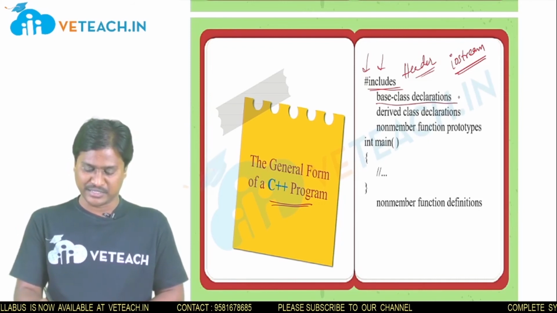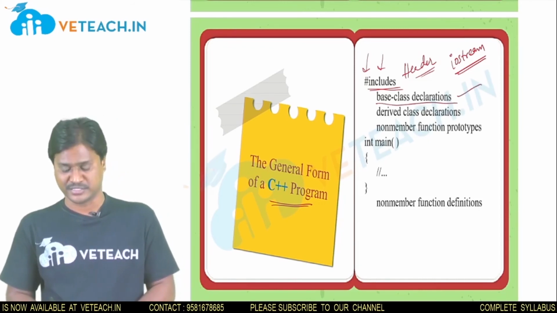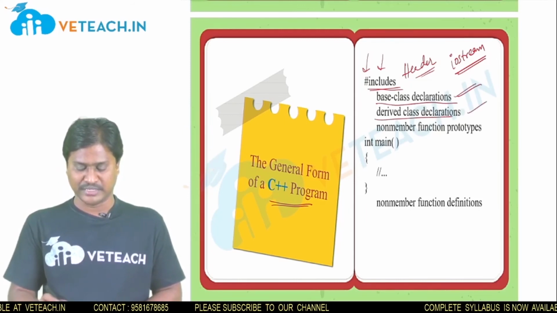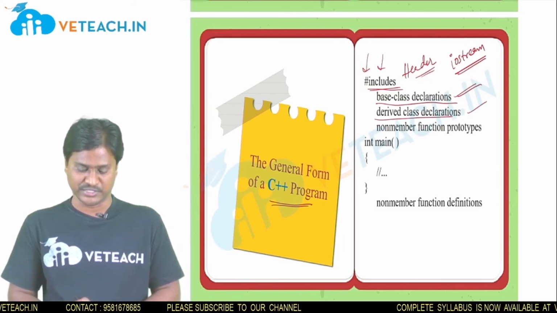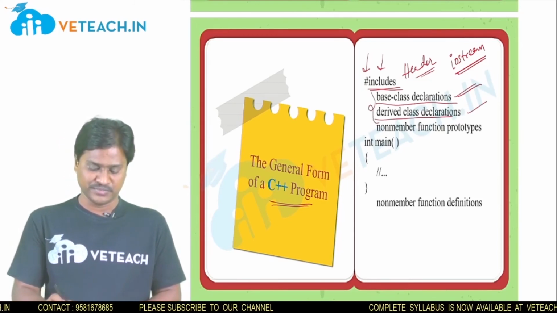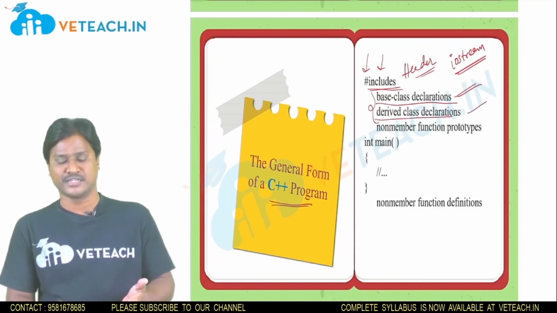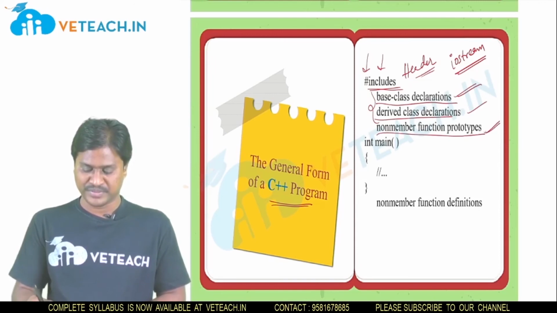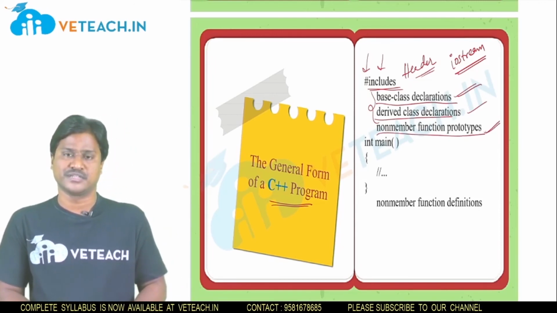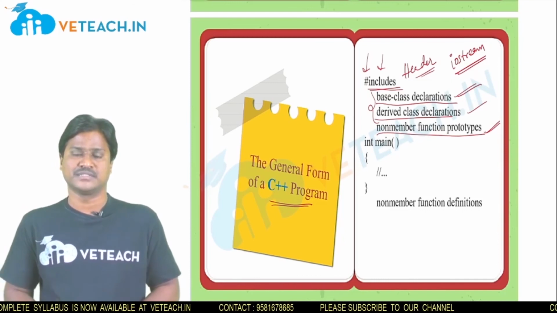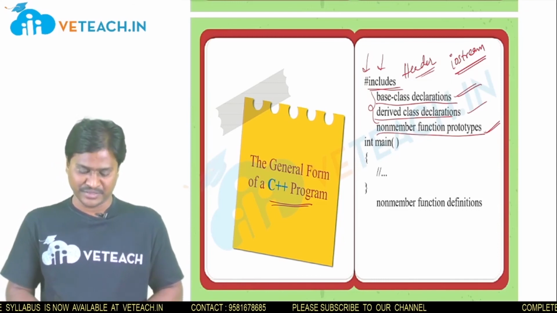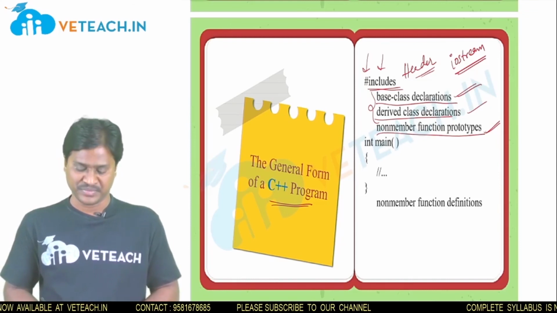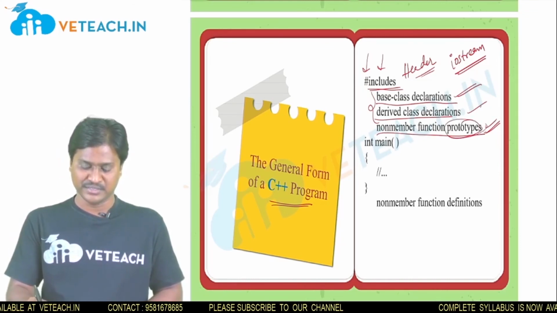And base class declaration. When we are using the inheritance concept, we should define the base class first and only then the derived class declarations. Without inheritance, we don't bother about this; we can directly include our main class. Next, non-member function prototypes. Are there any non-member functions? These are normal functions and don't have any relation with the classes. If there are any such functions in your program, the prototype should be defined at the start of the main function.